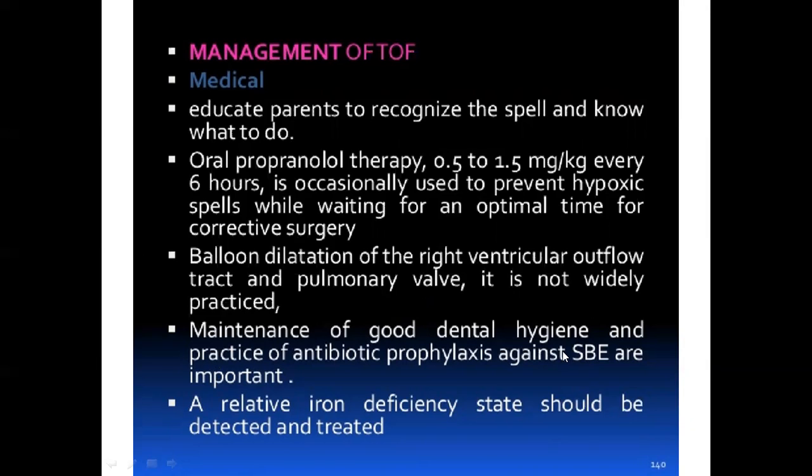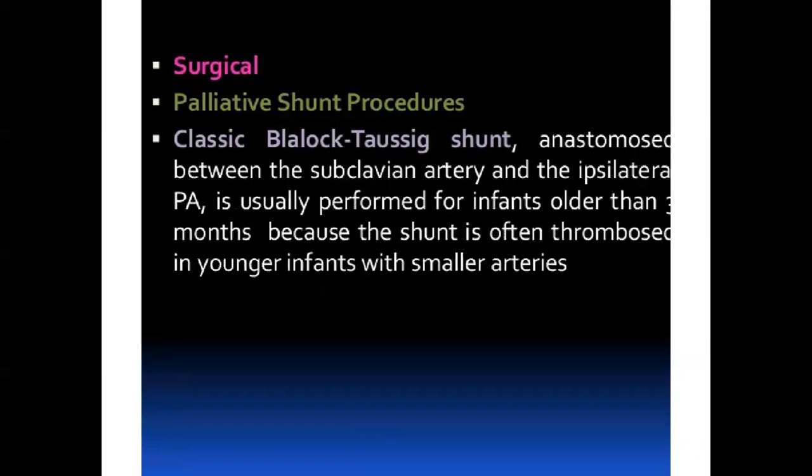Maintenance of good dental hygiene and practice of antibiotic prophylaxis against SBE are important. The relative iron deficiency state should be detected and treated. Surgically, a palliative shunt procedure, classically the Blalock-Taussig shunt, anastomosis between the subclavian artery and ipsilateral pulmonary artery, is usually performed for an infant older than 3 months because the shunt is often thrombosed in young infants with smaller arteries.